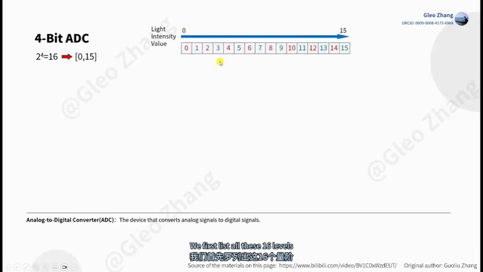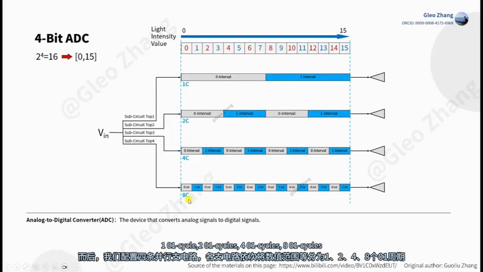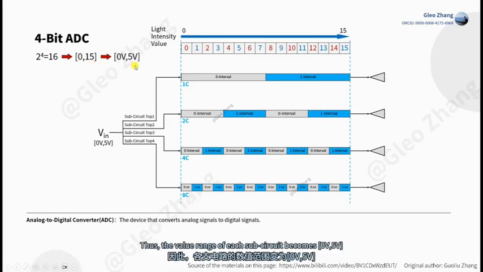We first list all these 16 levels. Next, we configure 4 parallel subcircuits that divide the numerical range into 1 0-1 circle, 2 0-1 circles, 4 0-1 circles, 8 0-1 circles. Assume the sensor first converts light intensity values ranging from 0 to 15 into corresponding voltage values from 0 volts to 5 volts. Thus, the value range of each subcircuit becomes 0 volts to 5 volts. Once the simple configuration is completed, the ADC is fully operational for analog to digital conversion.